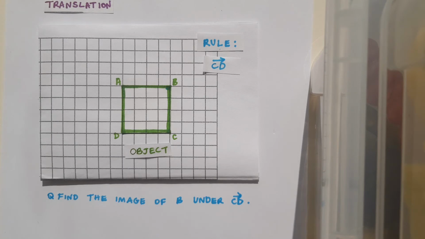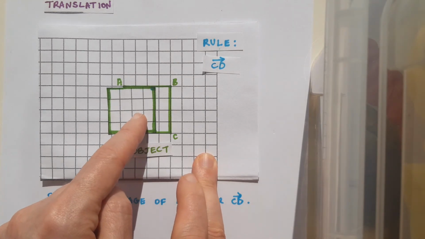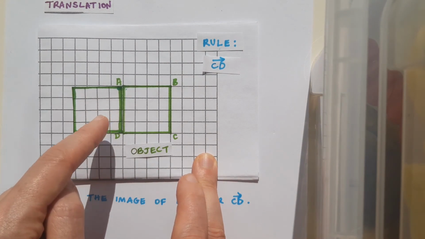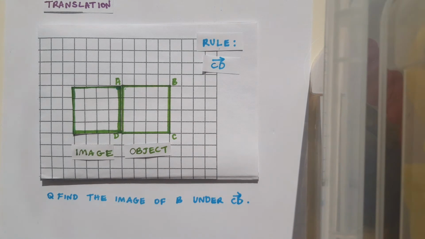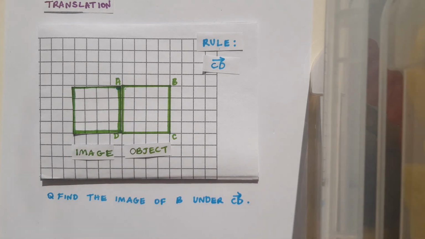So the rule says C should go to D. So I'm going to take my object and I'm going to push it in that direction. So C is going to D and everything else is going to move by the same amount in the same direction. So my image is going to end up here. And let's just see where B ended up. So the point that was at C is now over at D, and the point that was at B is now over at A. So the image of B under CD is A.